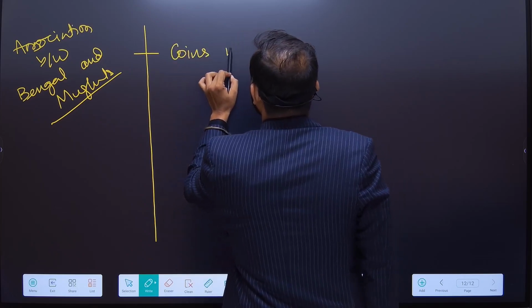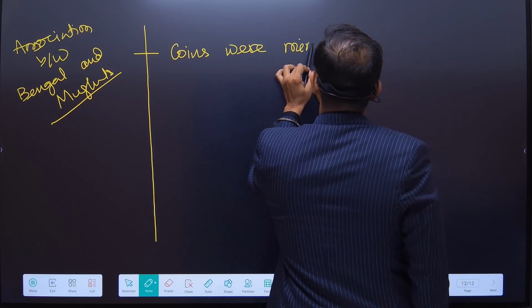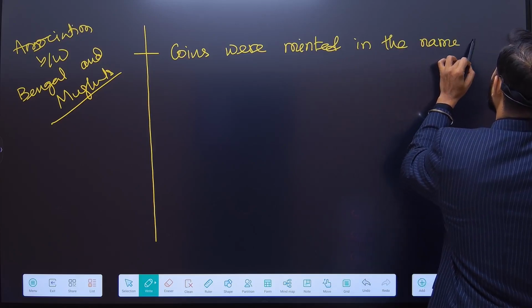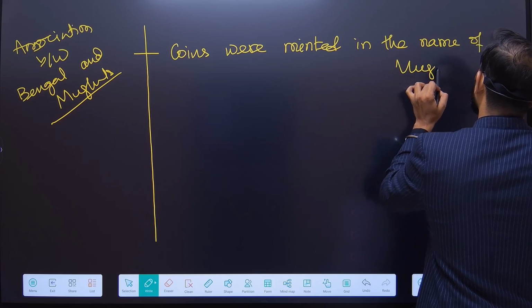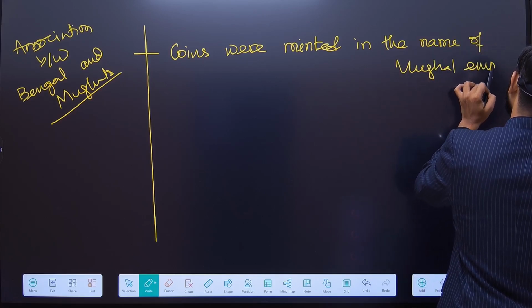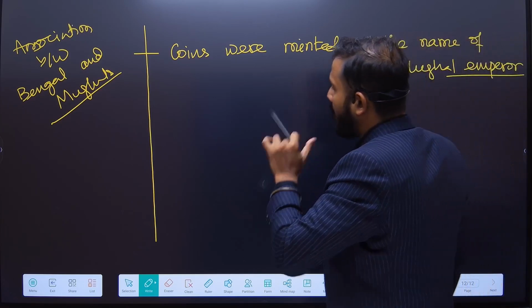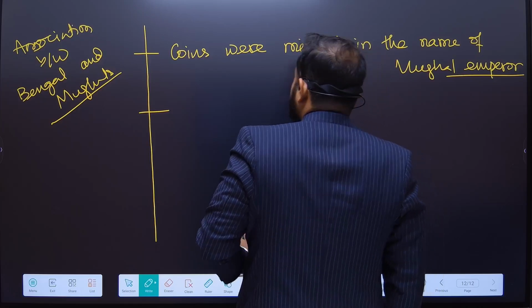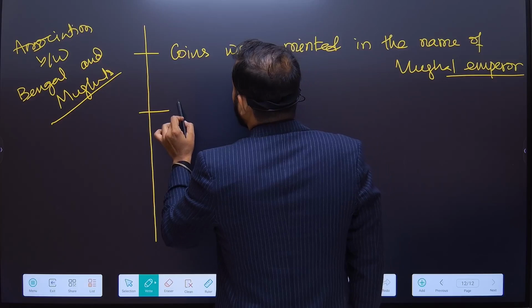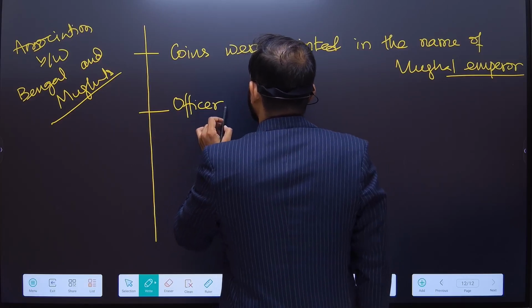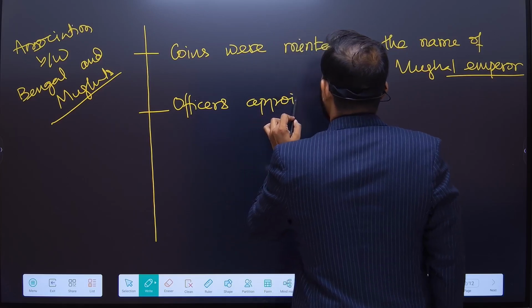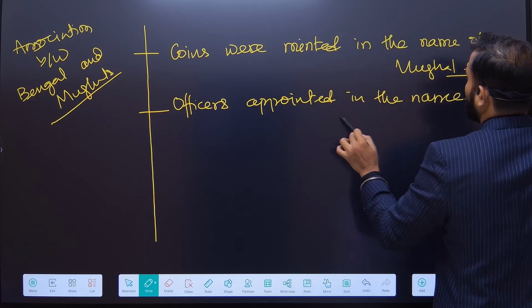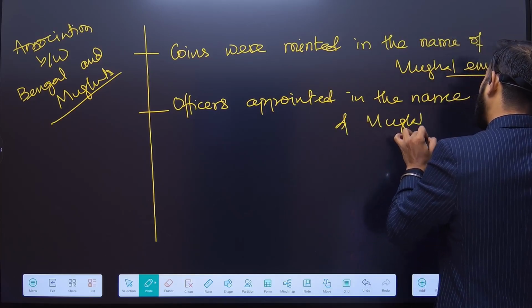Coins were minted in the name of Mughal Emperor. Next association, officers appointed in the name of Mughal family members.